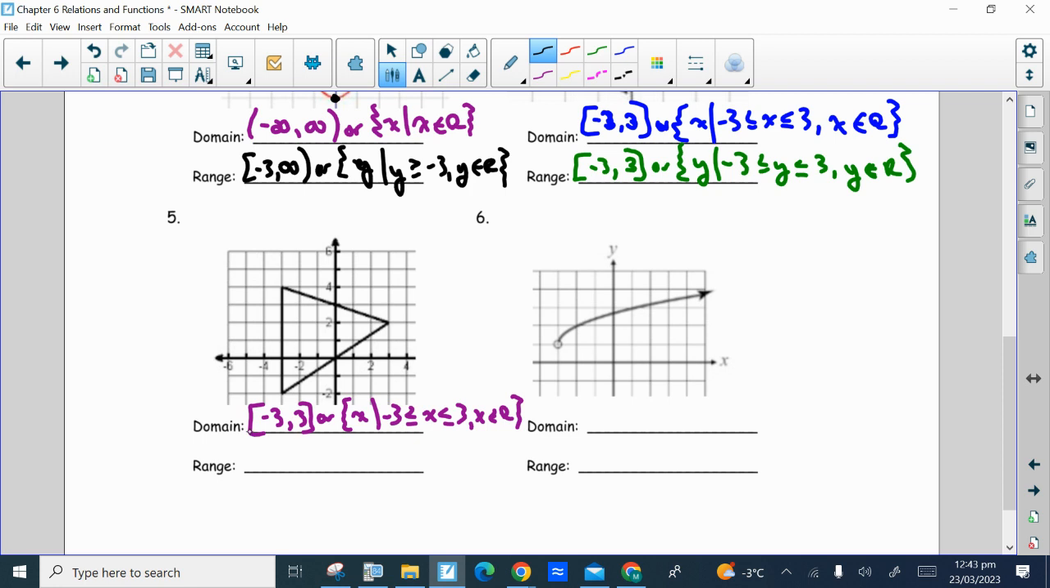And the range, this one goes down to a minimum value of negative 2, which is included, a maximum value of positive 4, which is also included. So we use the square brackets. And remember, with set notation, when you're talking about range, the variable is normally the letter y.